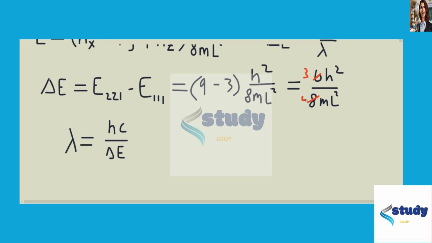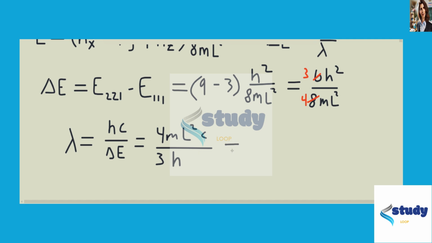So plug it in for delta E. We obtain a new expression, which is 4mL squared times the speed of light divided by 3 times Planck's constant. Since we had one Planck's constant on top, and then delta E has a Planck's constant squared, the squared value cancels, and you're left with one Planck's constant on the bottom.